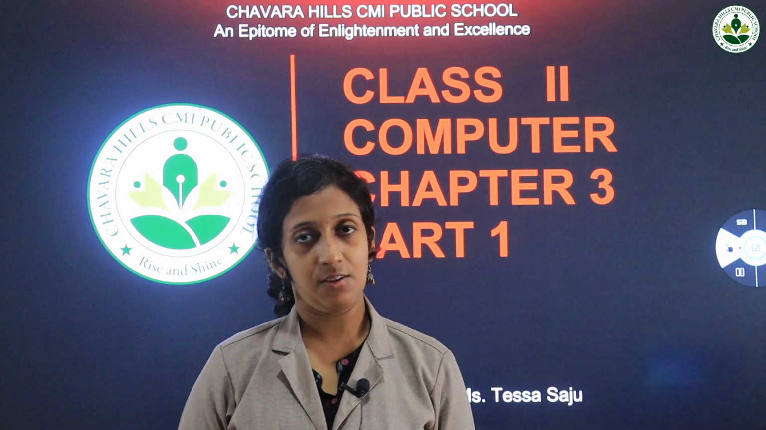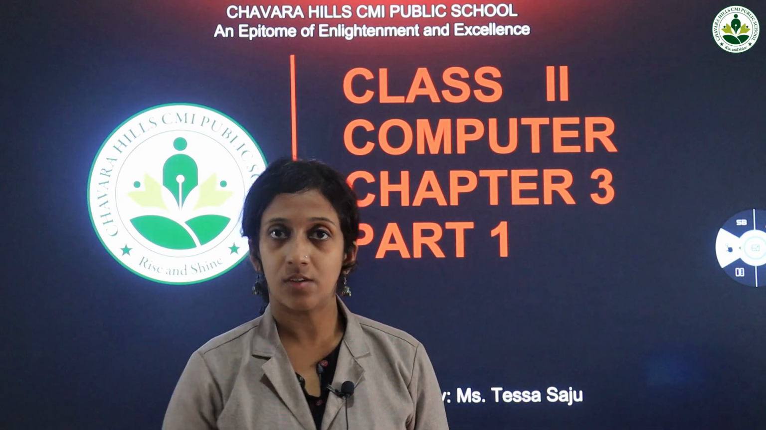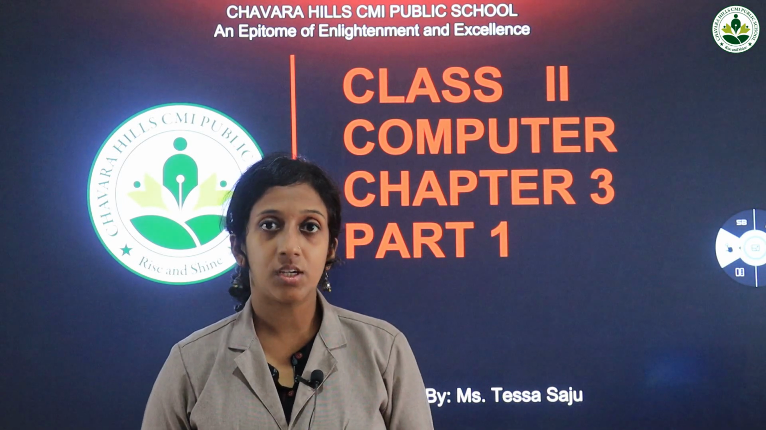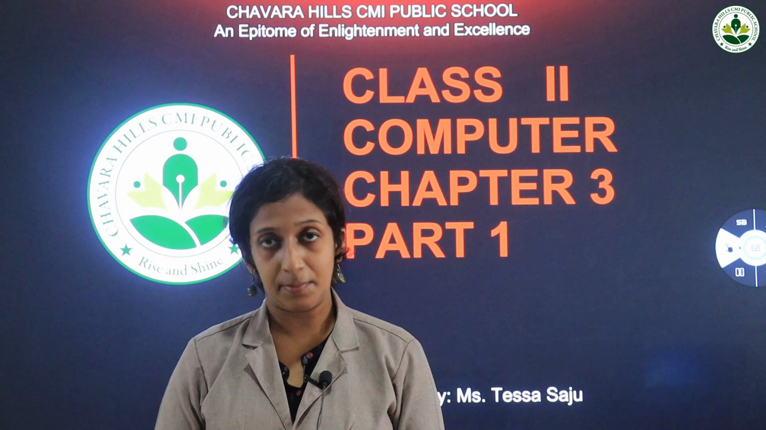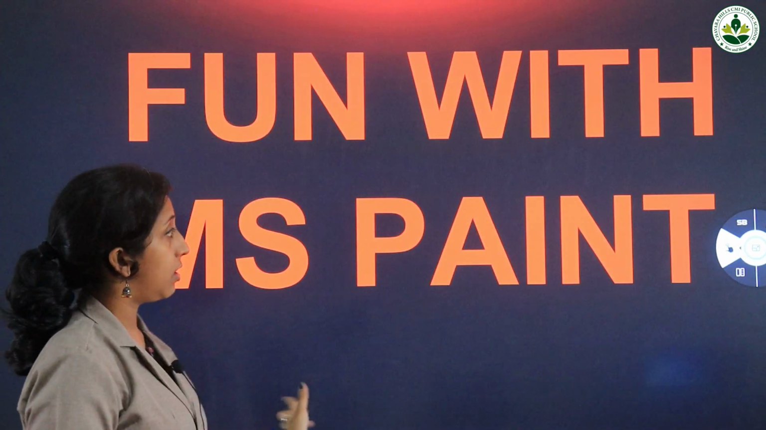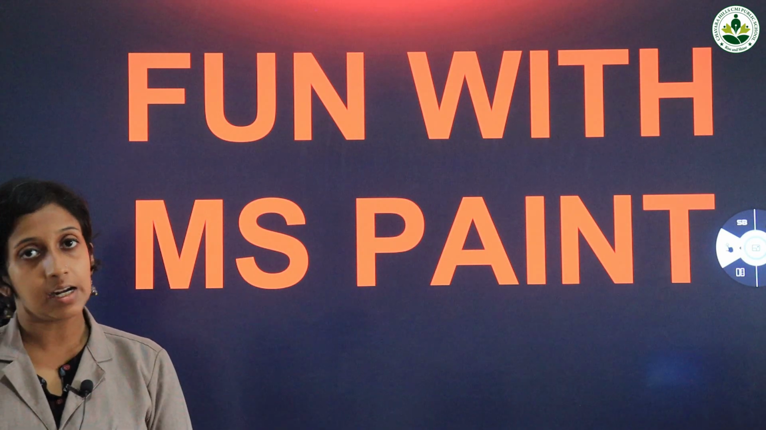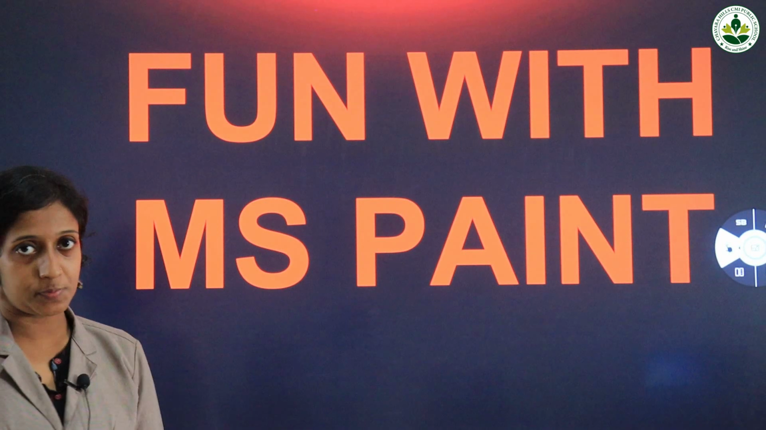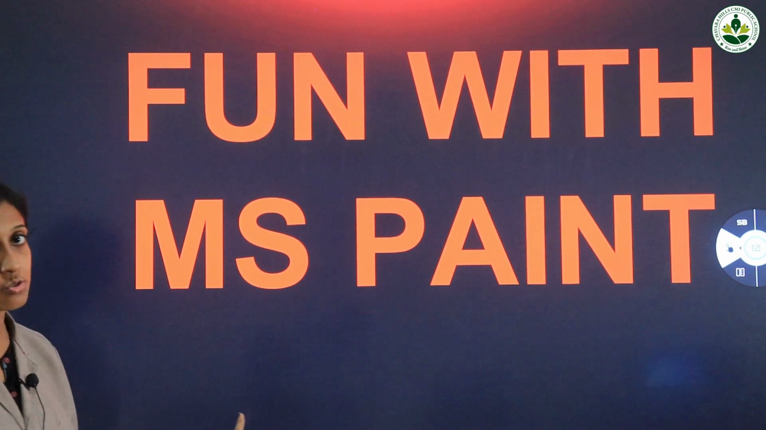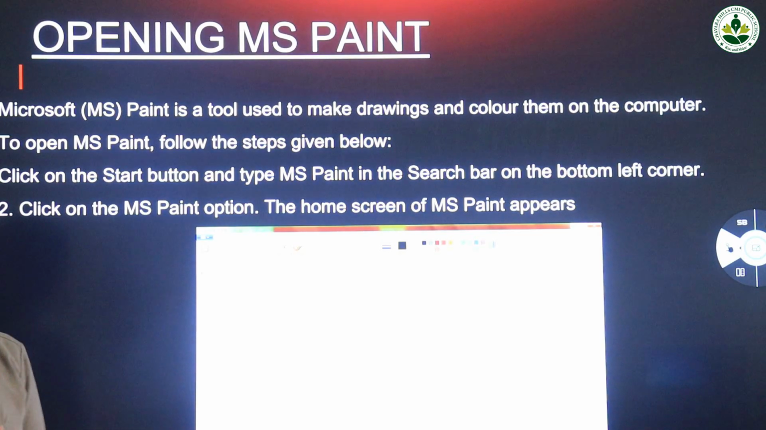So today we are going to start our chapter 3, and this chapter is very interesting. In this chapter we are going to learn about an application, that is MS Paint. MS Paint is an application that is used to draw pictures and color those pictures, and it has many options. In this chapter we are going to look at what the options in MS Paint are. Before that we have to learn how to open MS Paint.